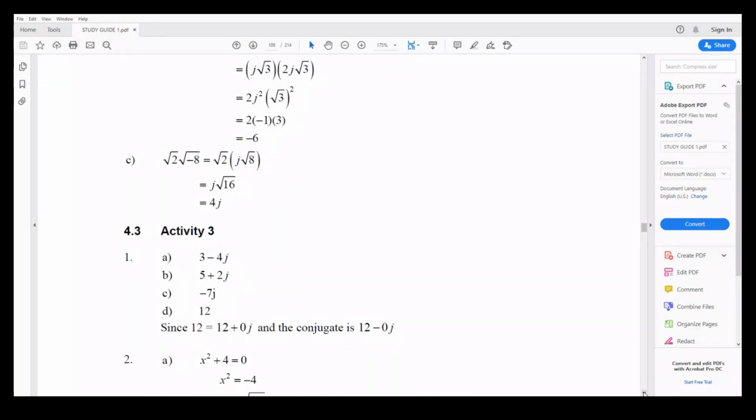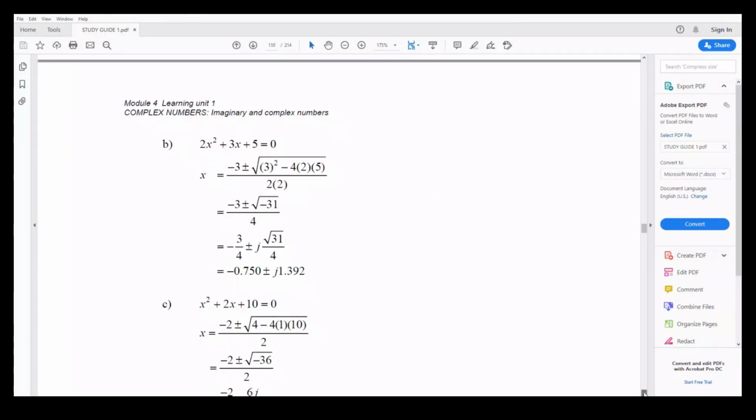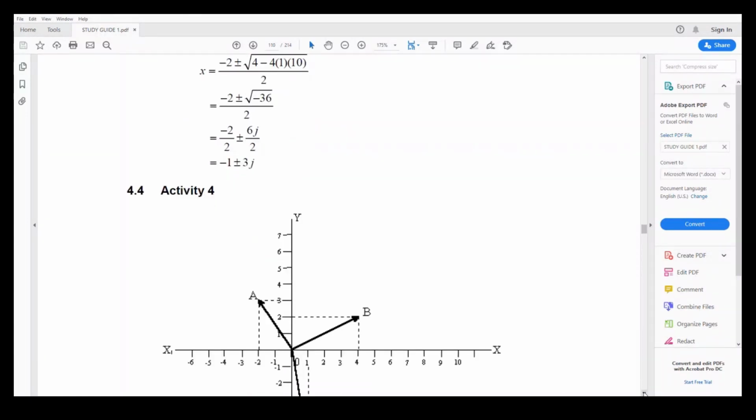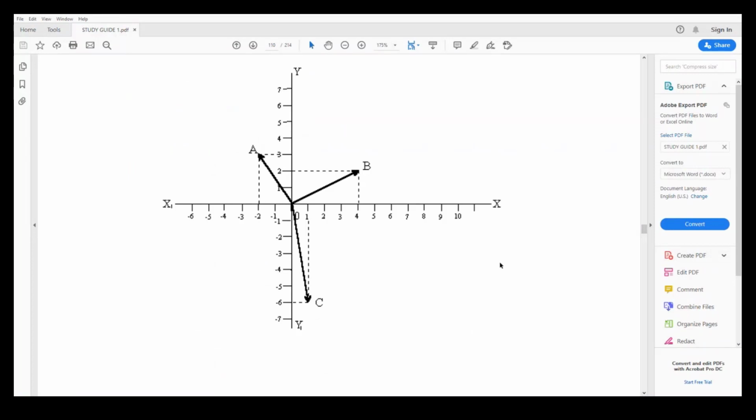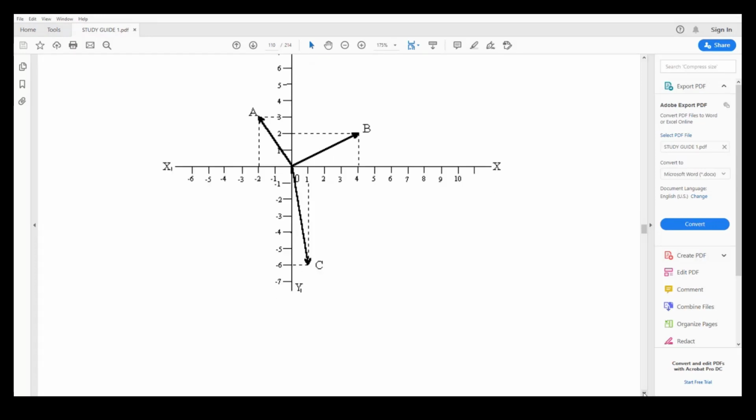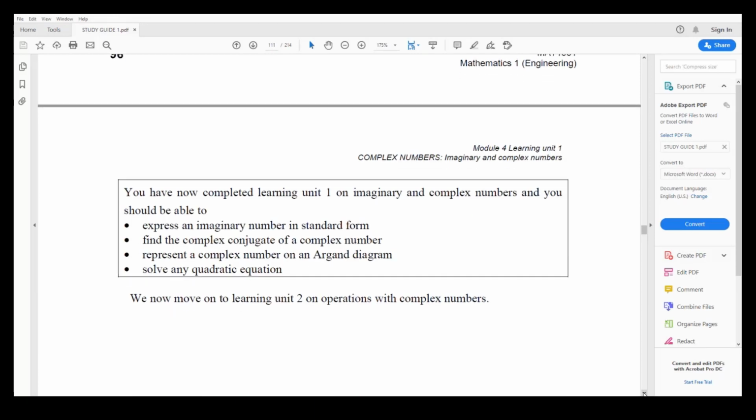Those are some of the activities we did, guys, and the activities show you nicely. That's what I said: A lies in the second quadrant, B lies in the first, and C in the fourth quadrant. Okay, so that's how we drew that.